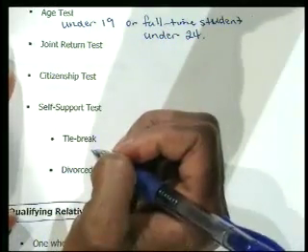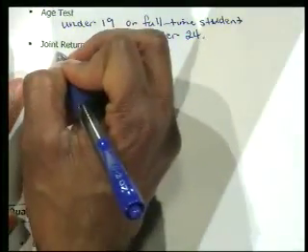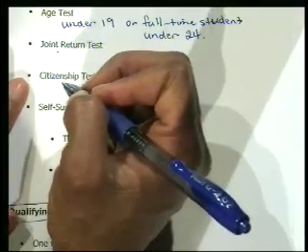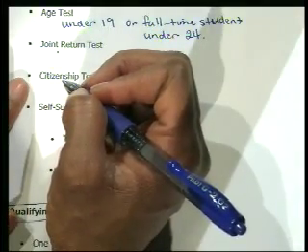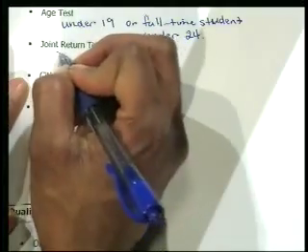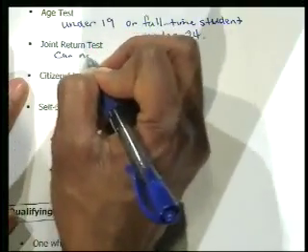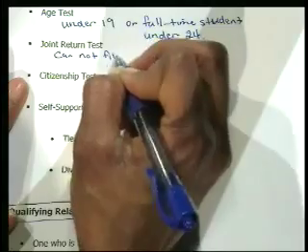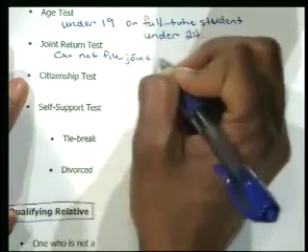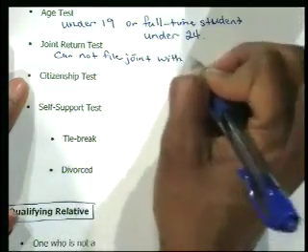Next is the joint return test. If you are claiming somebody, that individual cannot file a joint return with a spouse. So they cannot file a joint return with a spouse.